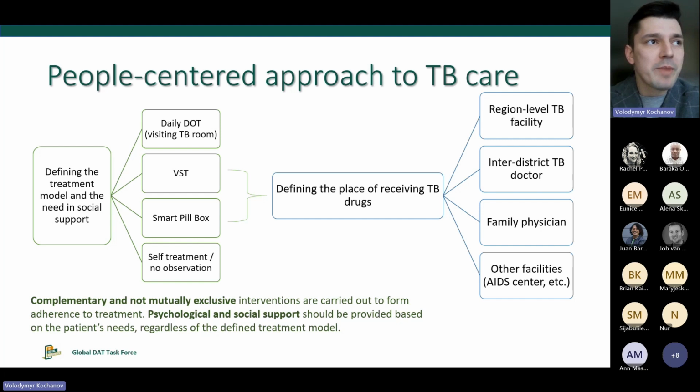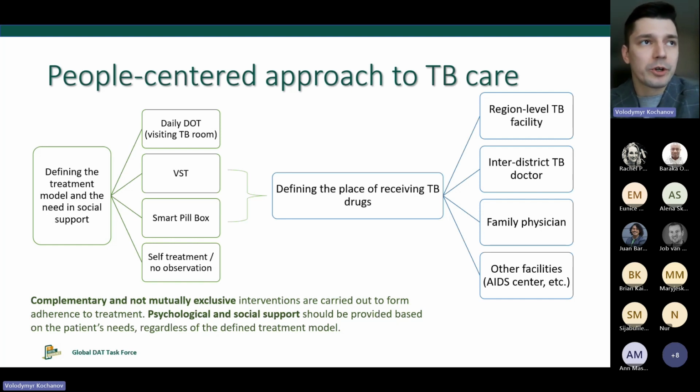The key message here to consider is that the need for social and psychological support should be provided based on the patient's needs, regardless of the defined treatment model. So it doesn't mean that if a patient received a smart pill box, then this patient doesn't need social support or psychological support.